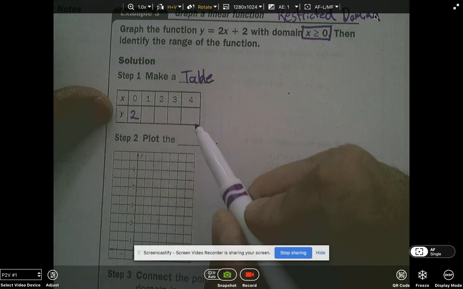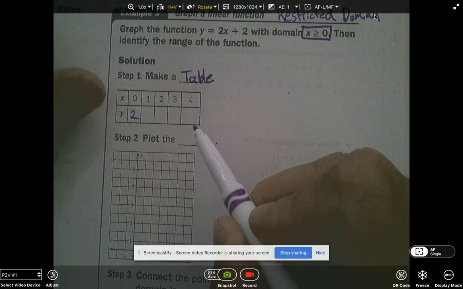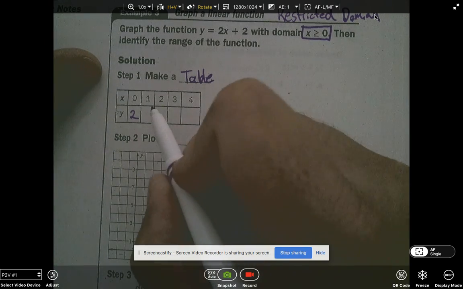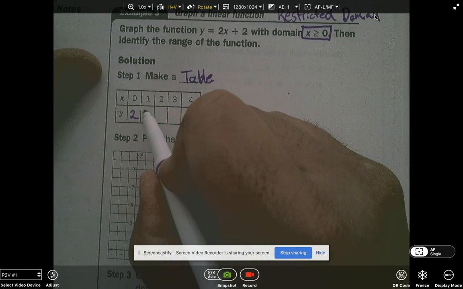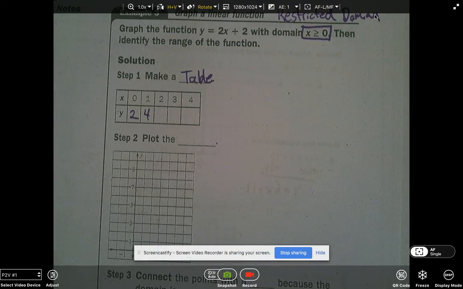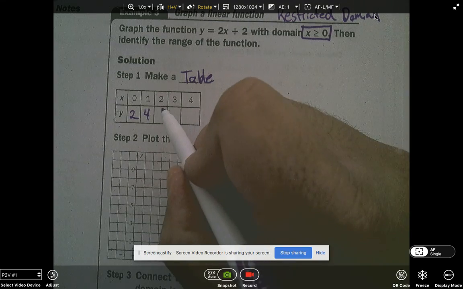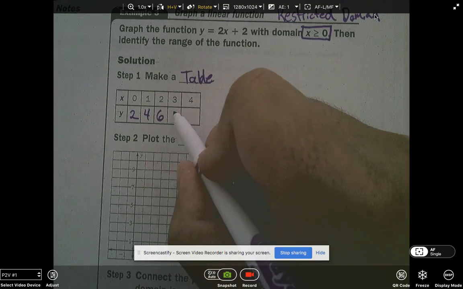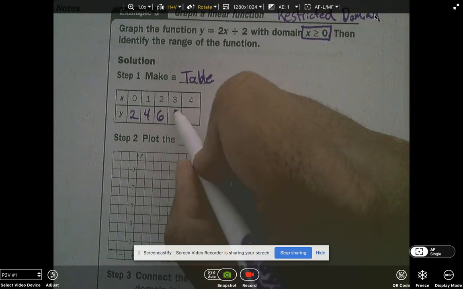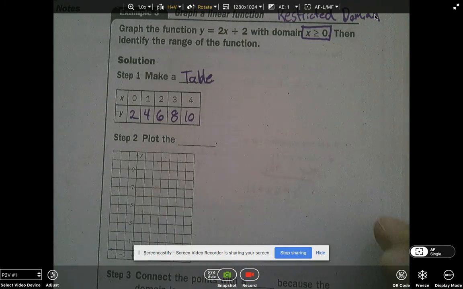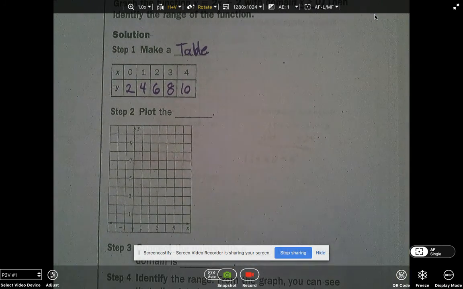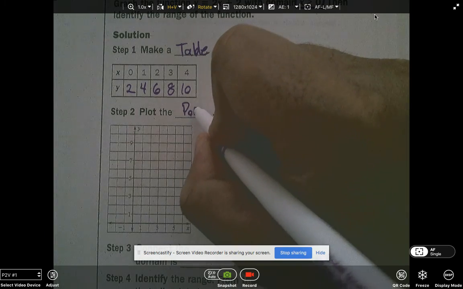And then anyone think they can do the next one for me? Go ahead, Jade. It would be 4. Okay. Then it's going to be 6, and then 8, and then of course this will be 10. The next part is to plot the points.